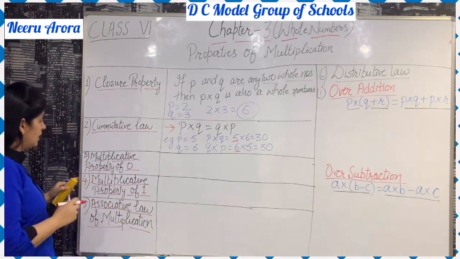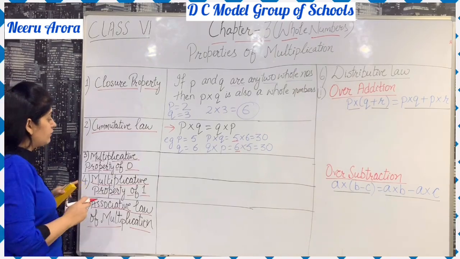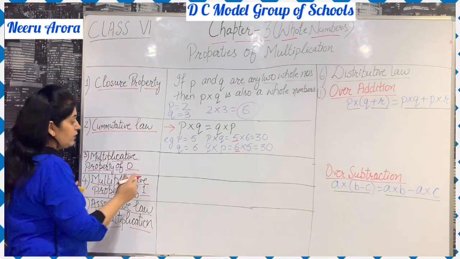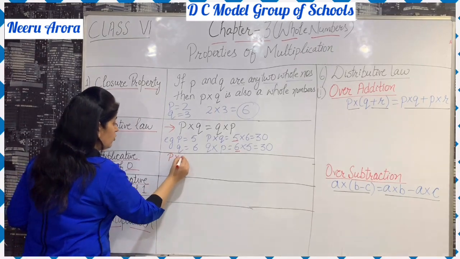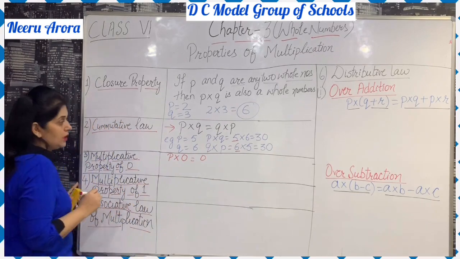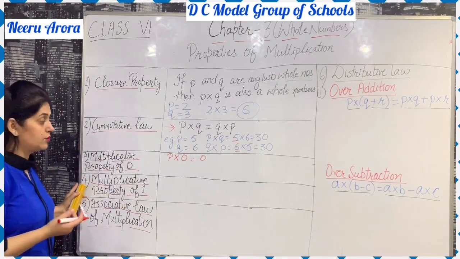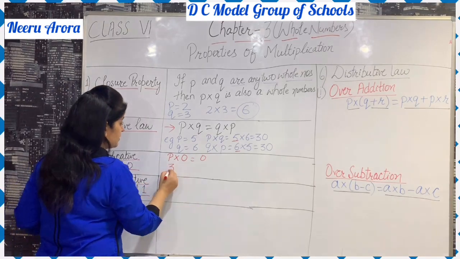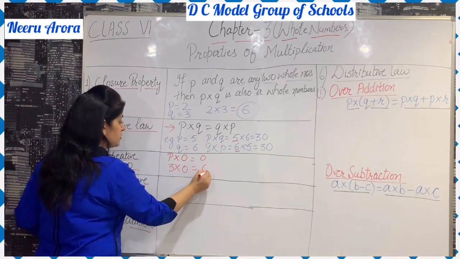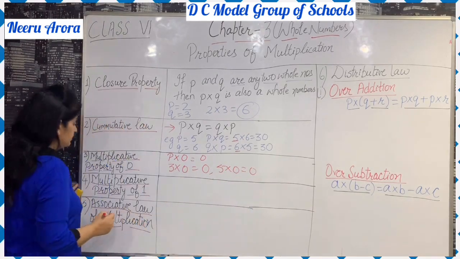Now next is the multiplicative property of 0. The multiplicative property of 0 is: when we multiply any whole number by 0, we get 0. Suppose we multiply 3 by 0, we get 0. 5 multiplied by 0, we get 0.